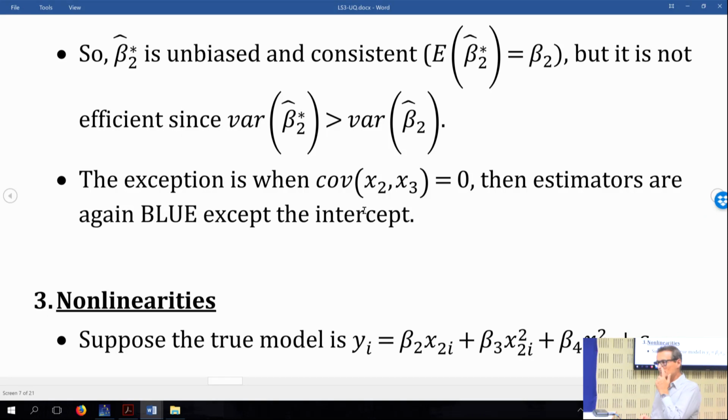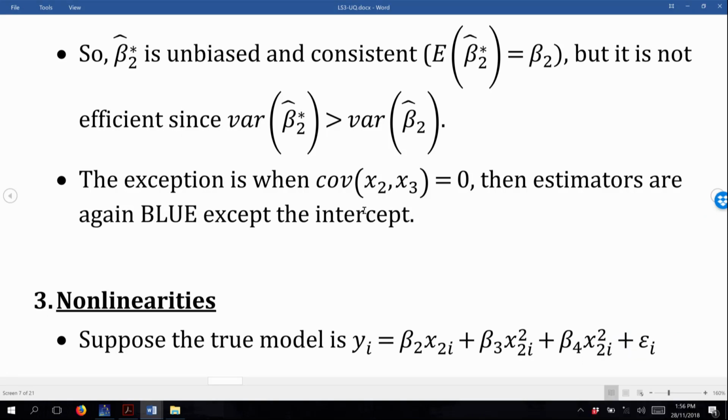And so anyway, in that case, the beta 2 that we've estimated is unbiased and consistent, but is not efficient, since the variance of beta 2 star is greater than the variance of beta 2. The exception is when the covariance is equal to 0. Then estimators are BLUE. So again, not a problem if it's an experiment. You can leave irrelevant variables in the model. But most of the time, we don't have experiments, and we have observational data that do have correlations.